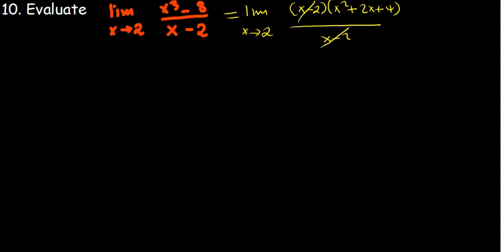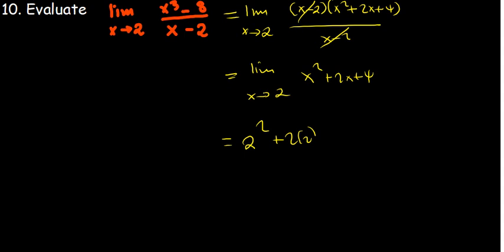And what are we going to get? This will give us the limit as x approaches 2 of x squared plus 2x plus 4. And what will this give us? We can now directly substitute. Where there is x, I'm going to put a 2. That will be 2 squared plus 2 multiplied by 2, and then plus a 4. 2 to the power 2, that is a 4. 2 times 2, that is a 4, and then plus a 4. And this is going to give us a 12.